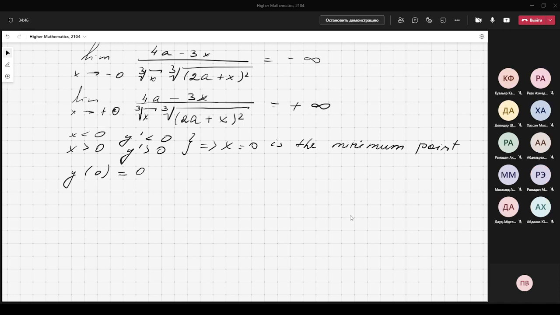And about the point x second is 2a, the function decreases. The tangent to the curve at this point is vertical. At x is 4a over 3.